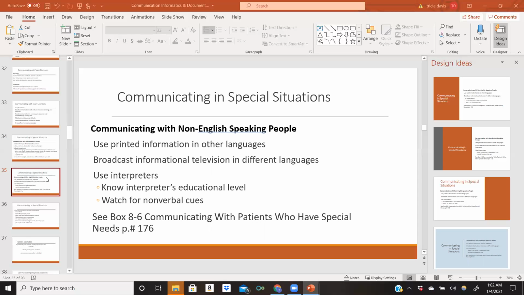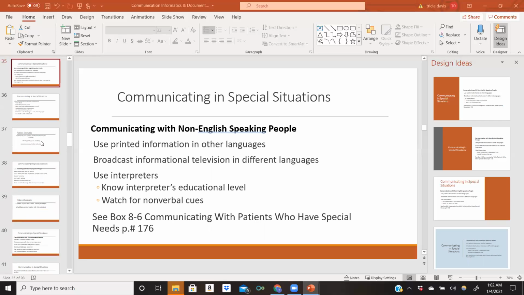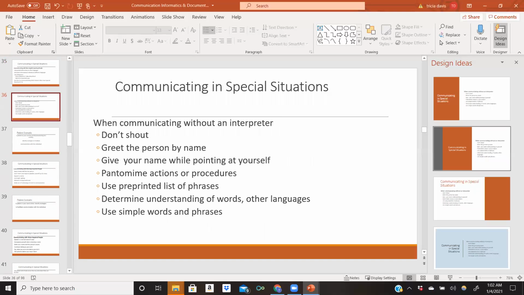Almost every hospital has some type of language line or interpreter. They have to have it. It's just a matter of what they have in your hospital. Each facility is different. So when you are communicating without an interpreter, sometimes patients don't want an interpreter. Sometimes maybe their English is their second language and they don't speak it great, but they speak enough to get by, and they refuse to have an interpreter.